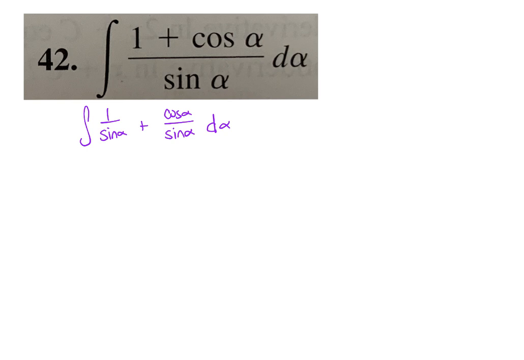Is it fine if we change it to x? Yes. 1 over sine is which one? That's cosecant. Yep. And then cosine over sine is cotangent. And these both have antiderivatives. Cosecant is going to be the negative natural log of cosecant plus cotangent. And the antiderivative of cotangent is natural log of sine.